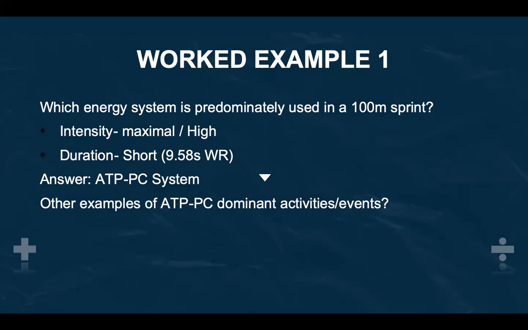Other examples of ATP-PC dominant activities or events: high jump, short duration, only takes a few seconds. High intensity, you want to jump as high as you can, so that burst of energy, therefore it needs the PC system. Long jump, same goes. Shot put, again, only takes a few seconds and you want to do it at maximal intensity. And maybe like a fast break in basketball or any sport really. You get the ball, you want to sprint down the other side of the court as quickly as you can. Short duration, high intensity. Therefore, the ATP PC system is dominant.